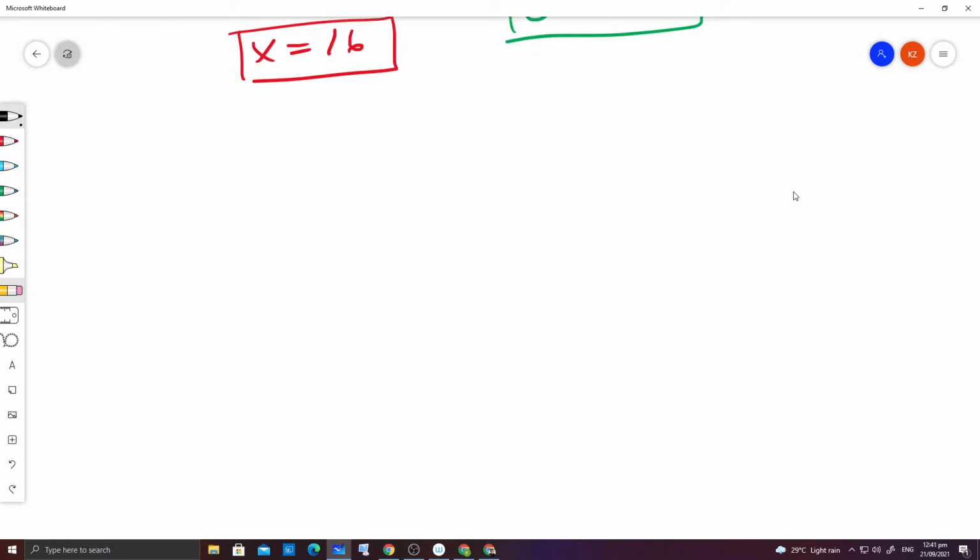Okay, next, number 3. Solve each of these pairs of simultaneous equations. One of the methods of solving simultaneous equations is solving by elimination.